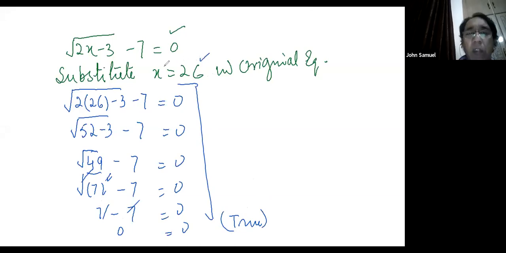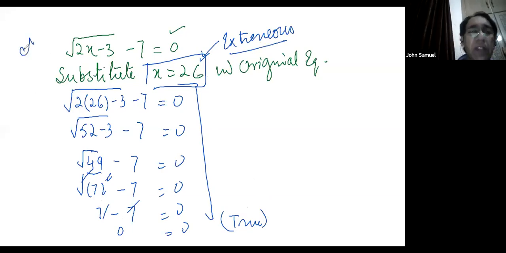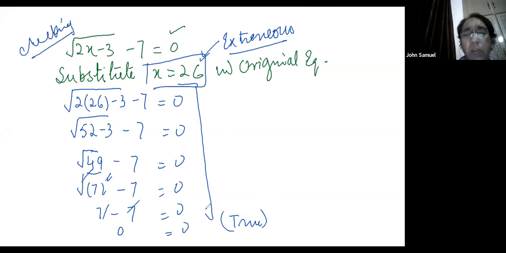So we got the extraneous root. Actually, this is called, we can say, extraneous root, extraneous value, which we have got, and we have checked this. This is the process we have checked, and we found that it is true for all.